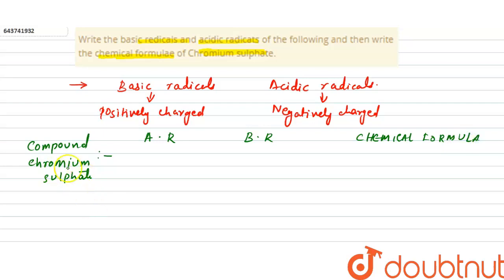So, for the compound chromium sulfate, the acid radical is SO4 2-, and the basic radical is Cr3+, and the chemical formula is Cr2(SO4)3. Okay, so this is the correct answer for the given question.